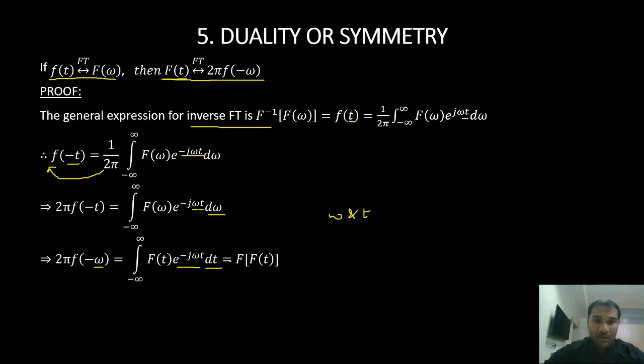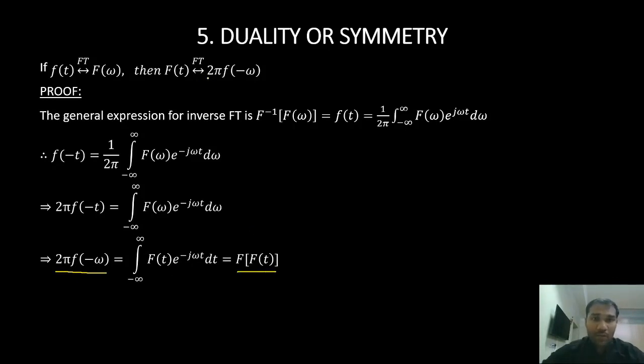Now this is nothing but the Fourier transform of this signal, right? Whatever the signal we have, the signal times e power minus j omega t dt is nothing but the Fourier transform of the signal. So it is nothing but the Fourier transform of capital F of t. So what do we have here? We have 2 pi f of minus omega is the Fourier transform of capital F of t. Same thing, right?